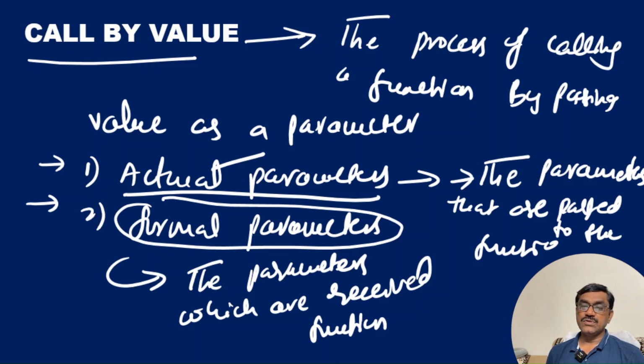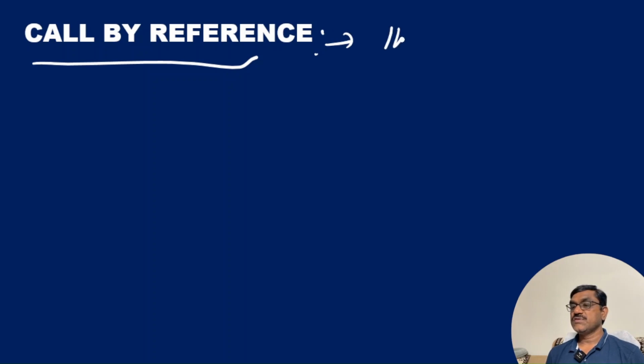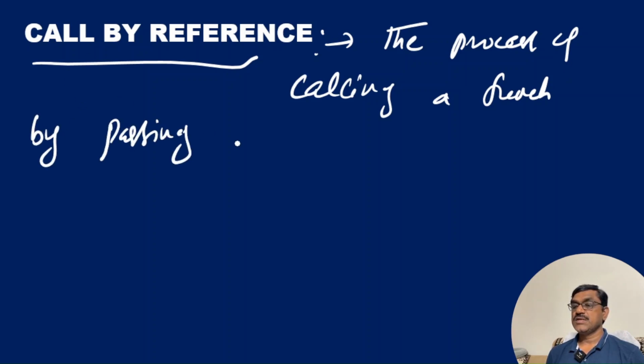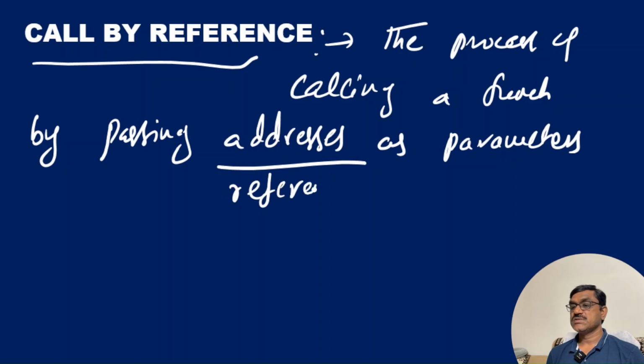After call by value, the next parameter passing technique is call by reference. What do you mean by the call by reference? The process of calling a function by passing addresses as parameters. Instead of saying addresses, we can also say references. That is the main difference between the call by value and call by reference.